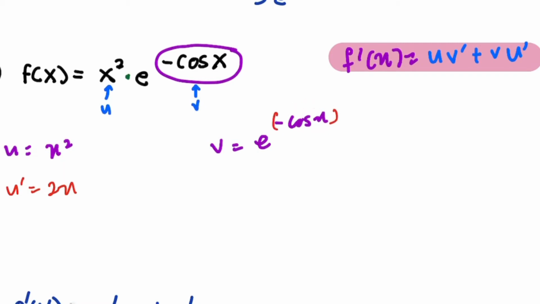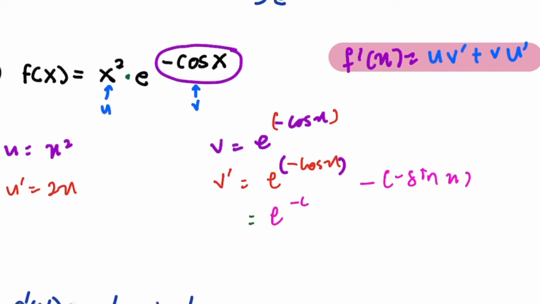So again, chain rule. Your function is e to the power of something. Therefore, v prime is just e to the power of that same thing, and then let's further differentiate the inside, minus cos x. This is minus, and then differentiating cos x gives minus sine x. So be careful, you have two negatives here. Let us simplify our v prime. Negative times negative is positive. Therefore, our answer is e to the power of minus cos x multiplied by sine x.